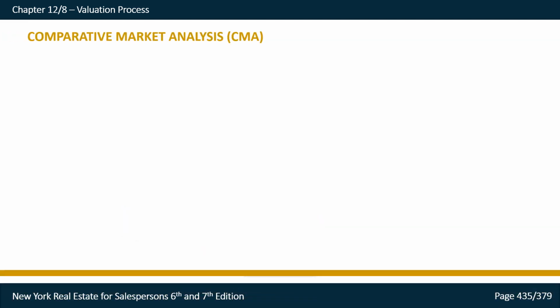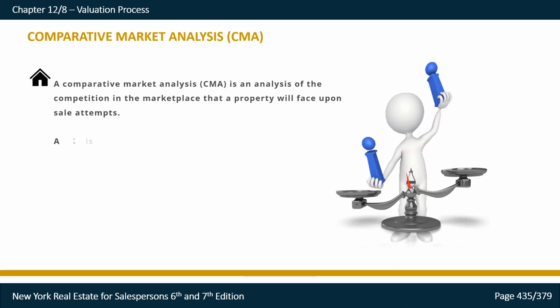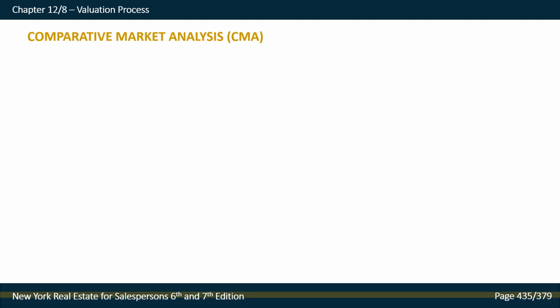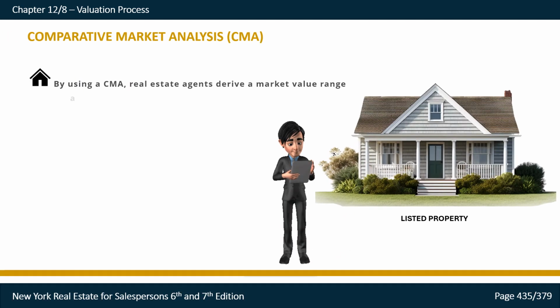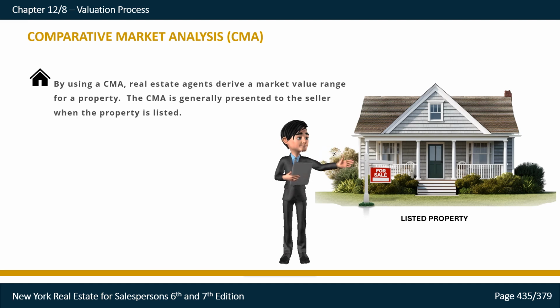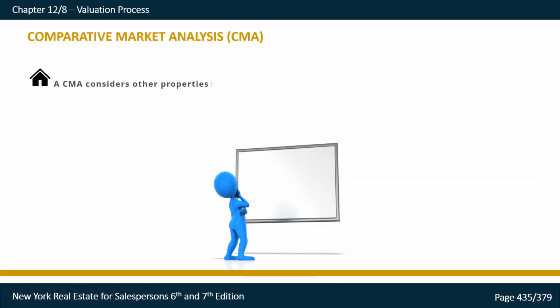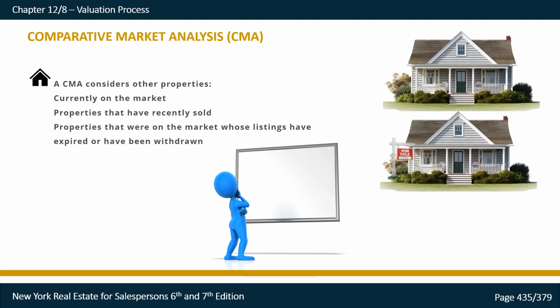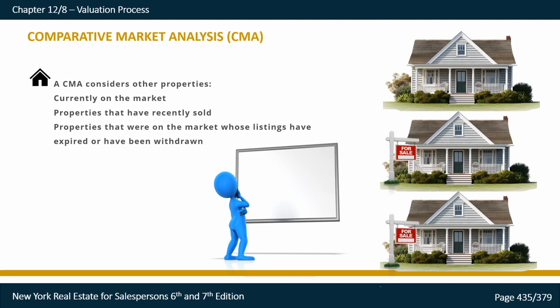Comparative market analysis, CMA. A comparative market analysis, CMA, is an analysis of the competition in the marketplace that a property will face upon sale attempts. A CMA is not an appraisal. By using a CMA, real estate agents derive a market value range for a property. The CMA is generally presented to the seller when the property is listed. A CMA considers other properties currently on the market, properties that have recently sold, and properties that were on the market whose listings have expired or have been withdrawn.